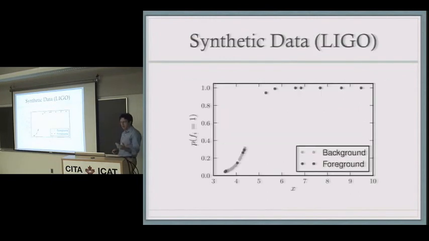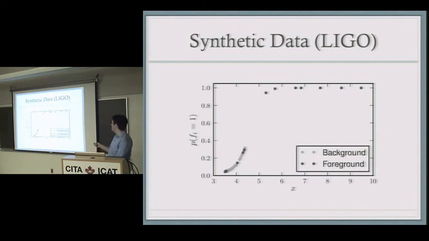So an output of this type of analysis is the following plot. Here I'm showing on the x-axis the signal-to-noise ratio. This is synthetic data. Since it's synthetic data, I know whether events are background detector pops or whether they're foreground gravitational wave events. Gray is background, black is foreground. And this vertical axis here is the probability calculated from an MCMC that the event was foreground.